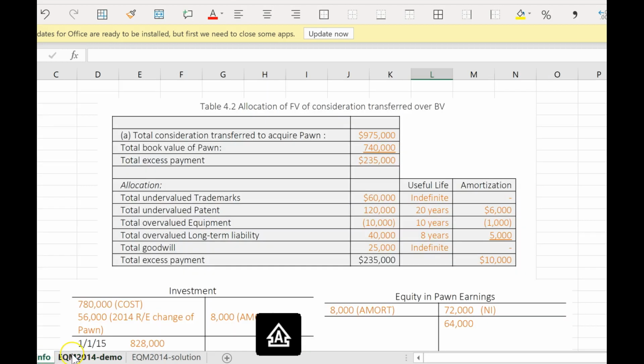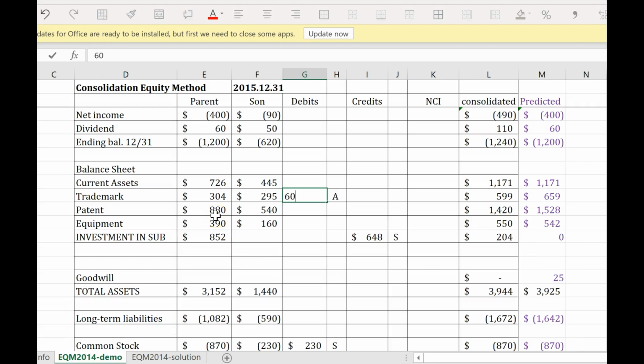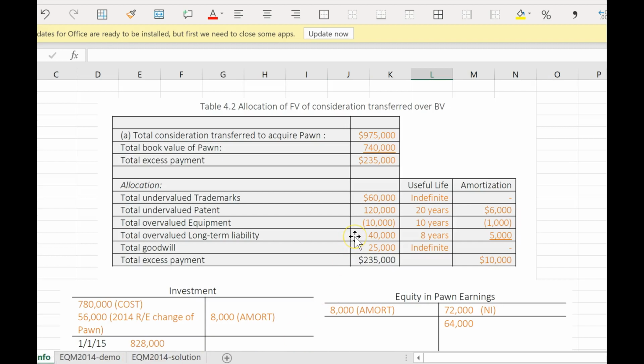That is 60,000. I'm adding 60,000 because it's undervalued. My patent has a 120,000 undervaluation, but every year it amortizes 6,000.